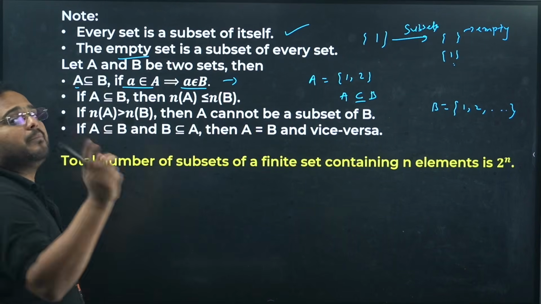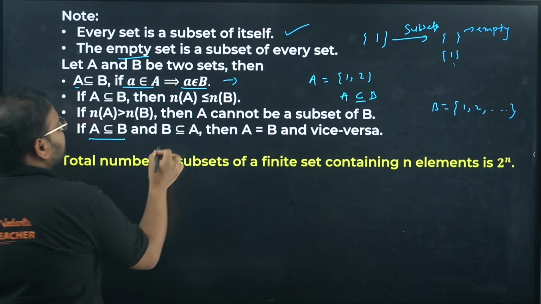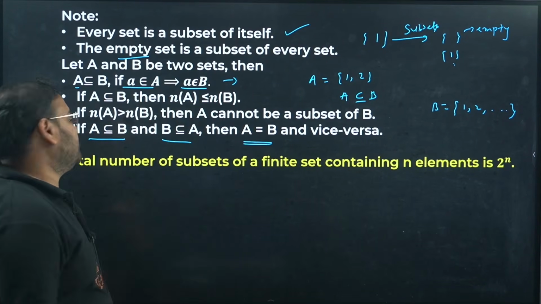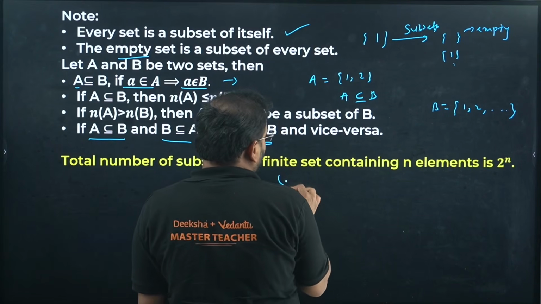In that case, it will become what? B will be a subset of A. If it is true that A is a subset of B and B is a subset of A, it means that A and B will be equal. Also, vice versa is true. Total number of subsets of a finite set. This is also a definition of the power of a set.